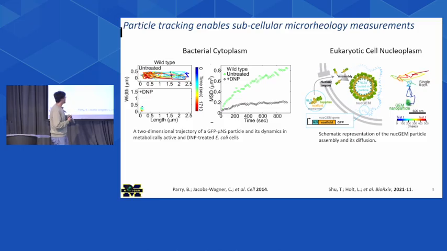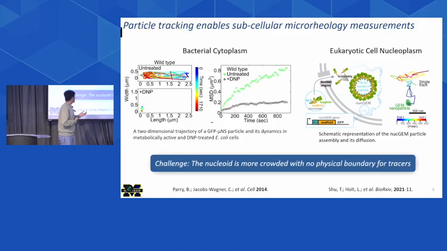And this similar framework has been utilized in the bacterial cytoplasm. And also, people use this strategy to study the genomic materials in the eukaryotic system. But the challenge for my system is the nucleoid is more crowded compared with the cytoplasm because it's a DNA meshwork, it's more condensed. And it doesn't have this physical boundary, this nuclear membrane in the eukaryotic system. So in that case, you know every signal is from the region of interest. But in here, you don't know. It can be anywhere.